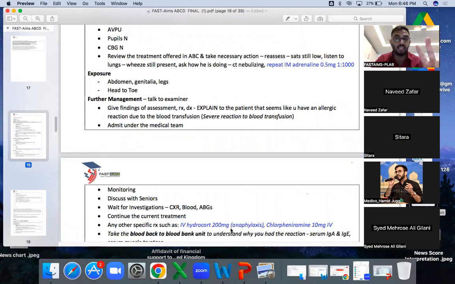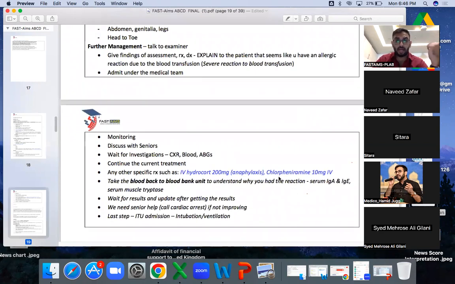Anaphylaxis, it is 200 mg, and there it is 100 mg. Okay. And here, this is antihistaminic. You will give antihistaminic. If the rash is present, you will give antihistamine. This is the other step you need to know, that blood bank. You will contact the blood bank and you will ask for serum tryptase.